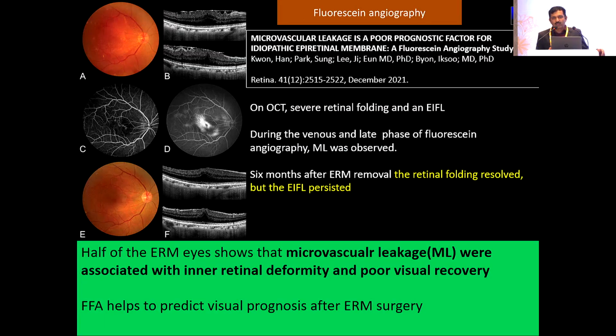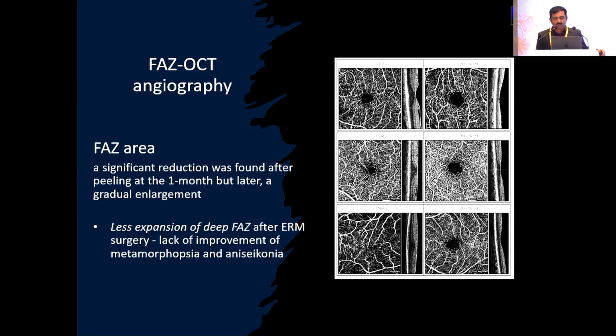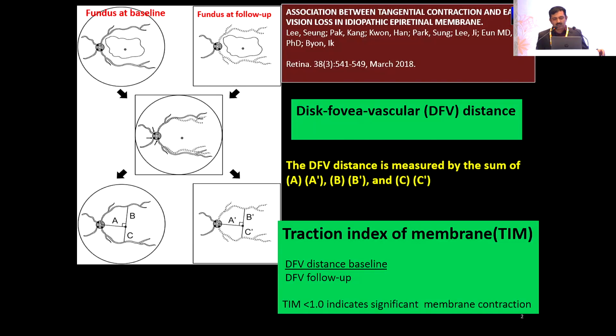If you see a microvascular leak in the macular area on FFA associated with epiretinal membrane, these patients tend to do poorly when compared to other patients. In OCT angiography of an ERM patient, you tend to see foveal capillary distortion, changes in the FAZ, and vessel density changes. It's a positive prognostic factor for postoperative visual acuity and macular sensitivity. As for the FAZ area, if you see less expansion of the deep FAZ post-ERM removal, probably the visual recovery as well as the metamorphopsia score may not be great.